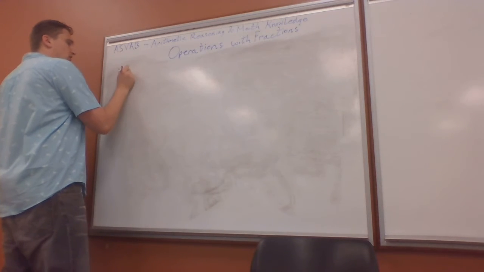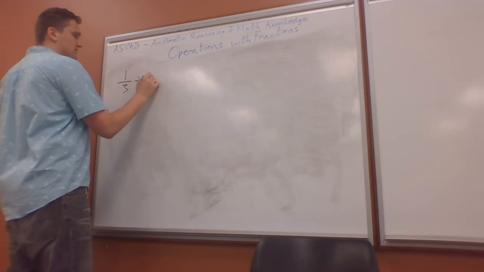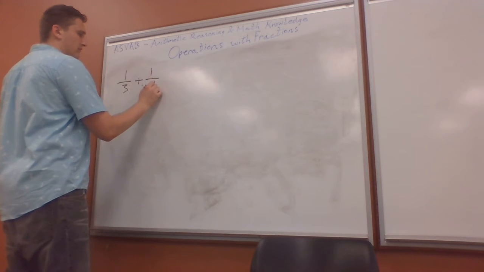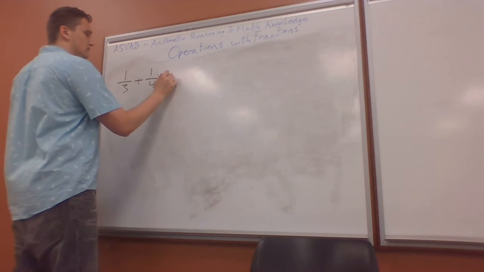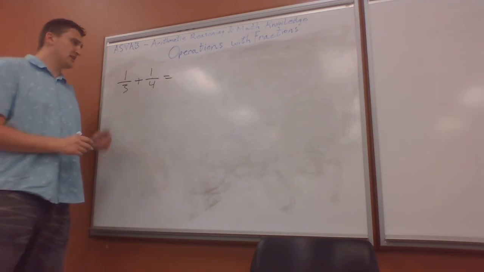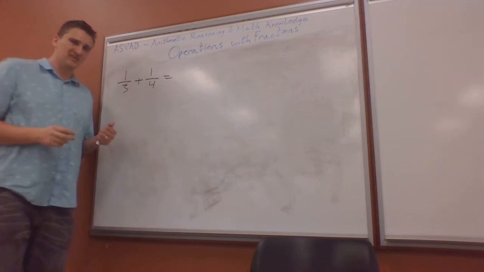I was going to go 1/3 plus, let's say, 1/4. What would that be? Well, now think of the denominations almost like units. 1 of something plus 1 of something else.